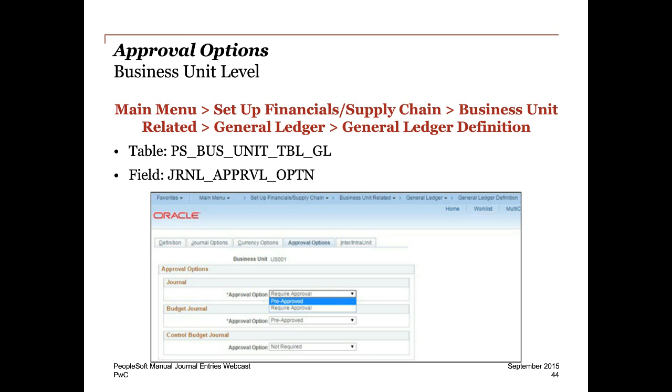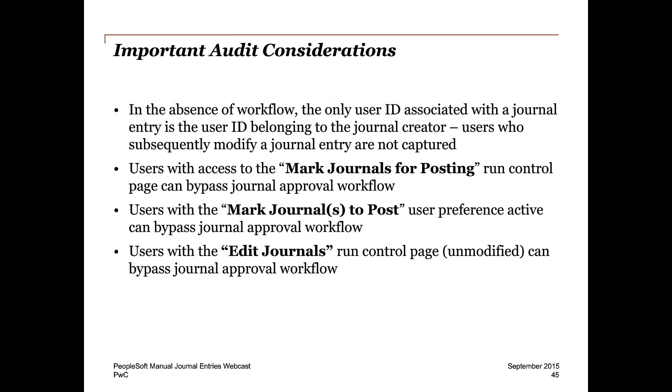So some important audit considerations when you're talking about configuring your workflow. In addition to making sure that you've got the subsequent steps and paths and all of that configuration, which we don't have time to get into today, the absence of a workflow will basically do the same thing as automatically approving. So the mark journals for posting activity basically is what occurs if workflow is not enabled or if a journal does not fall into one of those approval buckets.